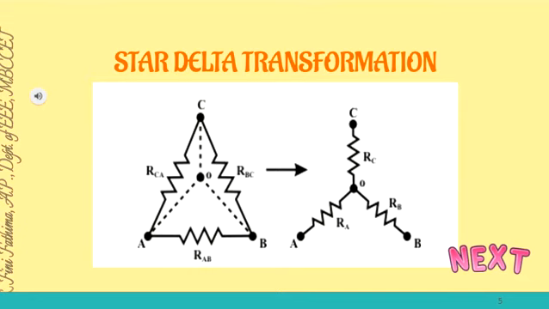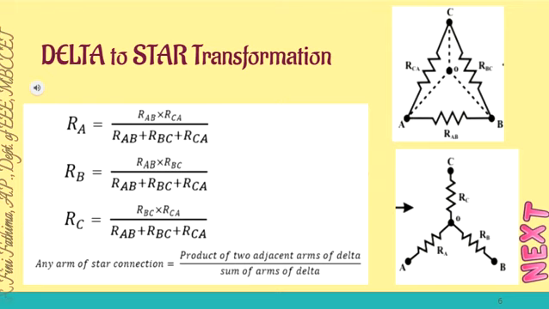Okay, first I am going to discuss delta to star transformation. In a delta connection, we are given the delta values. What are the delta values? That is RAB, RBC and RCA. These are the given values and we have to convert them to find out RA, RB and RC. How can I find out RA, RB and RC? In order to convert to a star connection, we have to find the product of the adjacent sides divided by the sum of the arms.